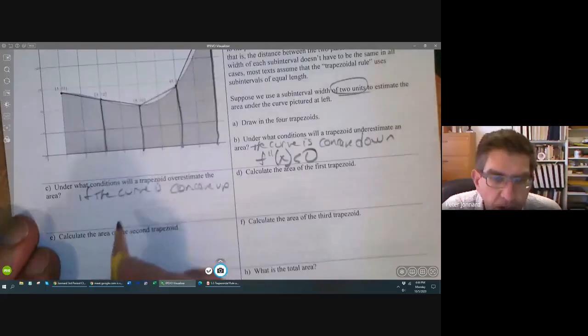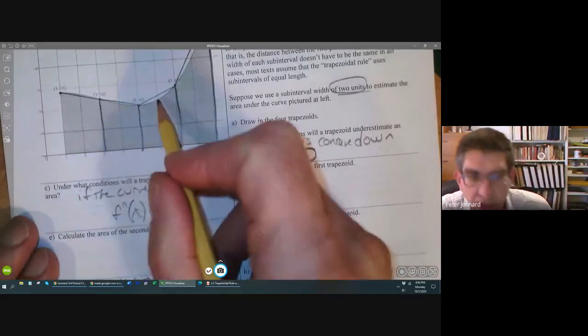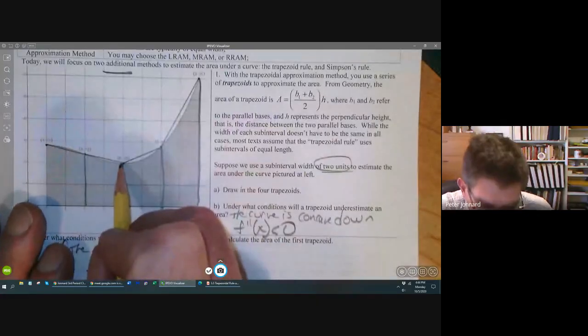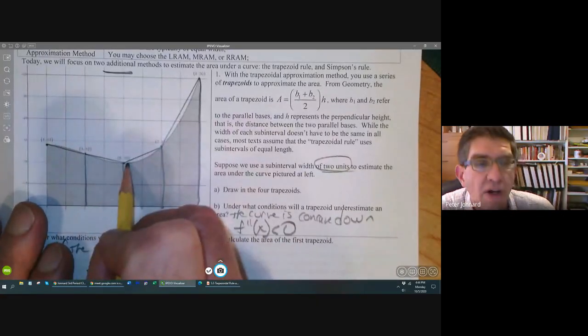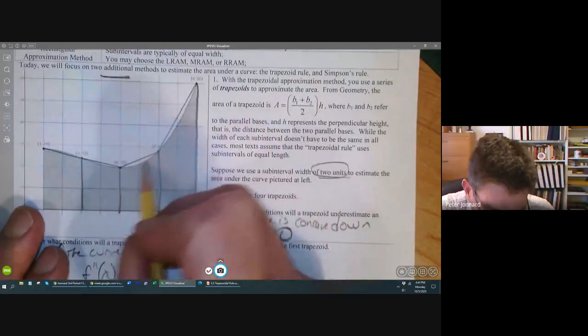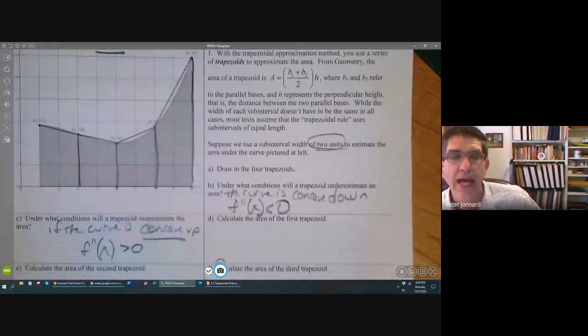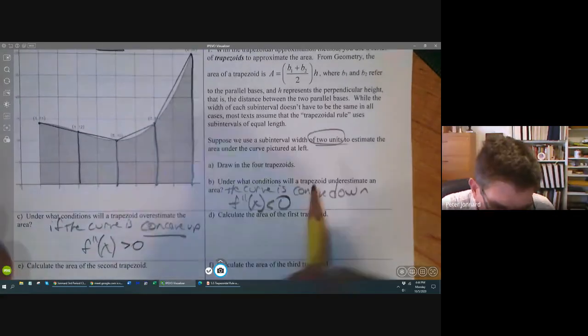So in other words, using your notation, if the second derivative is greater than 0, like this one here, you can see the fact that even though the function is decreasing here, this trapezoid is overestimating the area because the curve is concave up there. And then here, again, the curve is increasing and concave up. But the issue is the concavity matters for the trapezoid rule, okay? All righty, and then it says calculate the area of the first trapezoid.